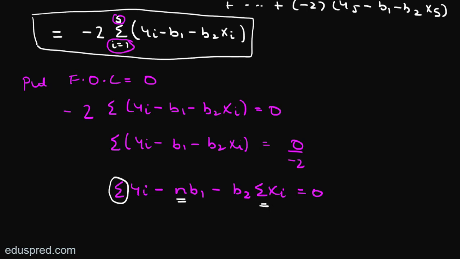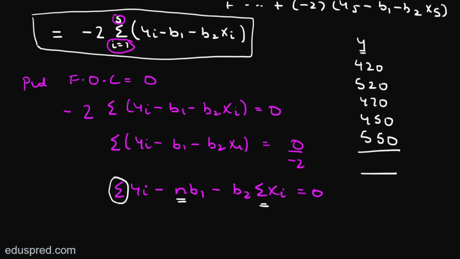See, I have put a summation sign with y and x because y and x are taking 5 values in the demo sample. If you recall, y was taking these 5 values in the demo sample: 420, 520, 470, 450 and 550. So summation yi means that I'm taking the sum of all these 5 values. And I have put an n with b1 because b1 is a constant here given this demo sample. Make sure you understand this well.